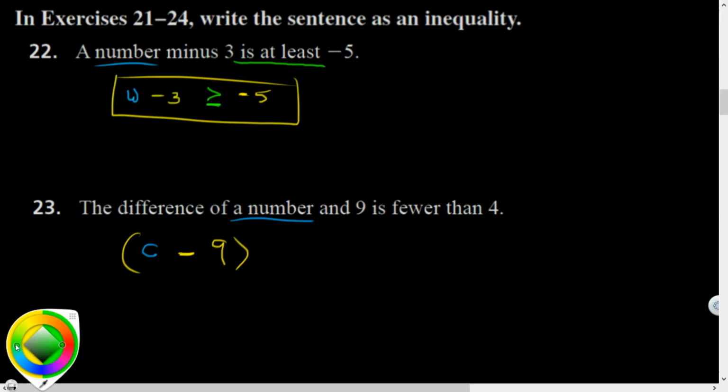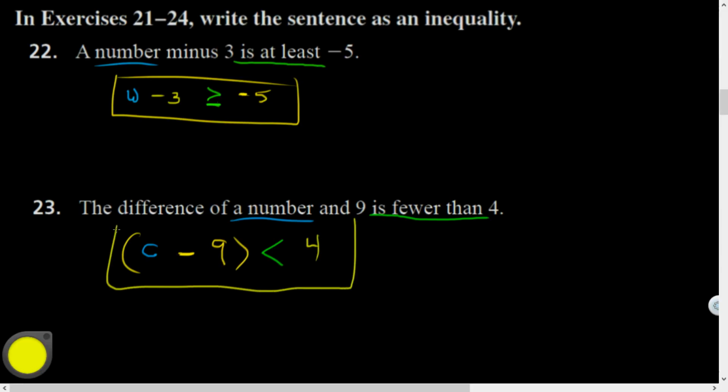All right, ooh. Is fewer than. Huh. That means it's smaller. Does it sound like it could equal 4, if it's fewer than 4? Nah, so it's not going to have the equal part, and smaller or fewer would be a less than sign. Yeah. 4. And yeah, we could have dropped those parentheses because they are unnecessary. But I just wanted to emphasize the fact that difference means the result of a subtraction problem.